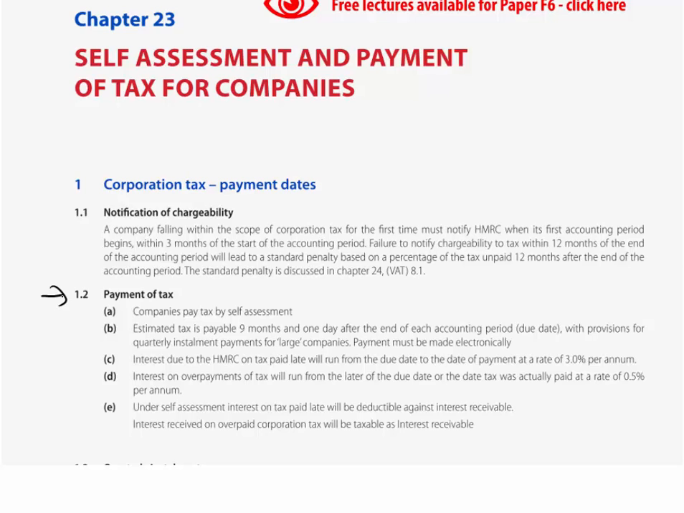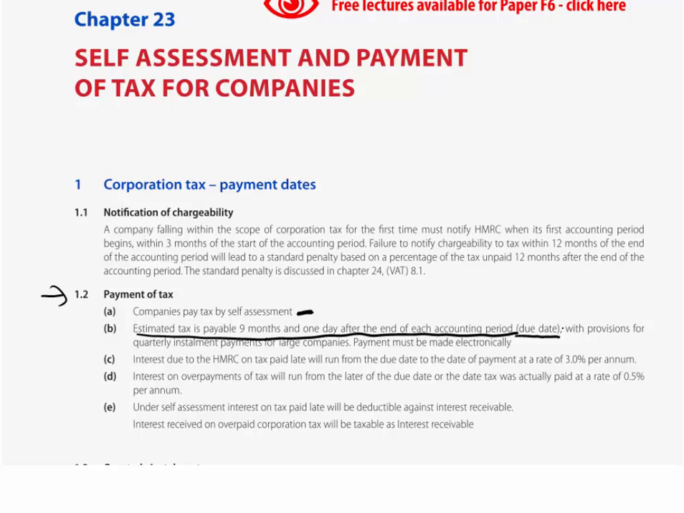Companies, to begin with, we're told, like individuals, must pay tax by the self-assessment system. It's self-assessment. So companies are required, therefore, to submit their own corporation tax returns and settle then the corporate tax liability based on self-assessment. It's their responsibility. They don't wait for the HMRC to tell them you owe us this much tax. It's down to them. So companies pay tax by self-assessment. Estimated tax is payable 9 months and 1 day after the end of the accounting period. That therefore is your normal due date.